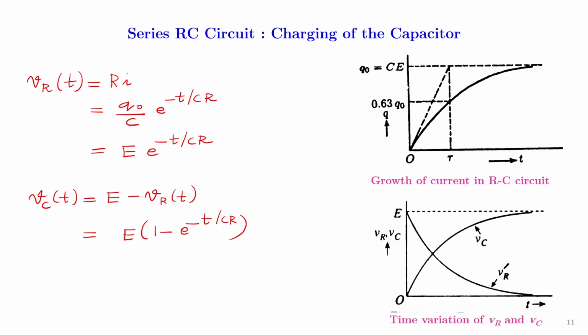This figure shows the variation of VR and VC with time. We see as time progresses, the voltage drop across the capacitor exponentially increases until it reaches the saturation value at E. Correspondingly, the voltage across the resistor exponentially decreases.